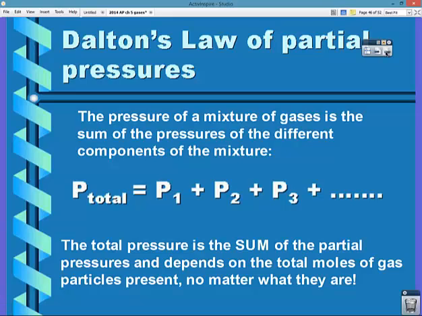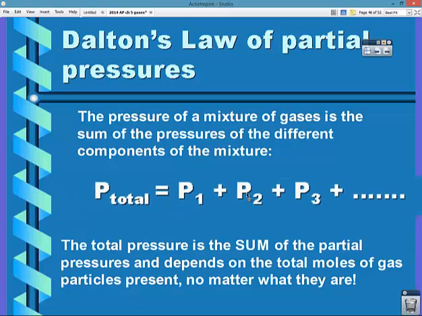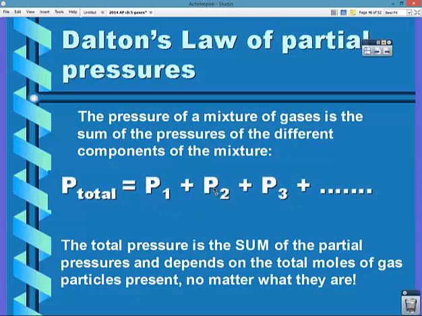Alright, Dalton's law of partial pressures. The pressure of a mixture of gases is the sum of the pressures of the different components of the mixture. So the total pressure is equal to gas 1 plus gas 2 plus gas 3 and so on. So the total pressure is the sum of our partial pressures, and it depends on the total moles of gas particles present, no matter what the gas is.